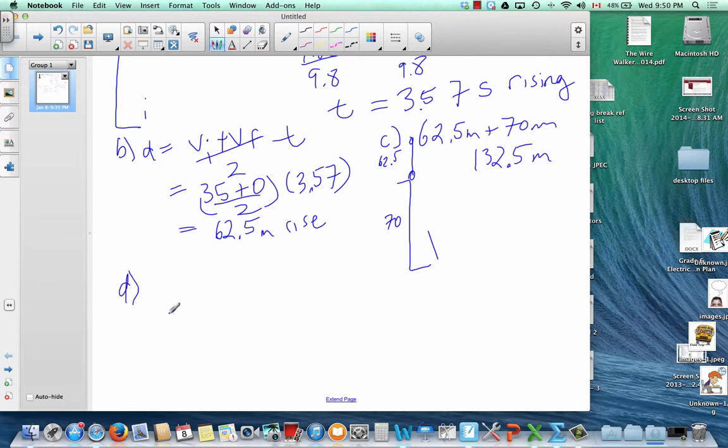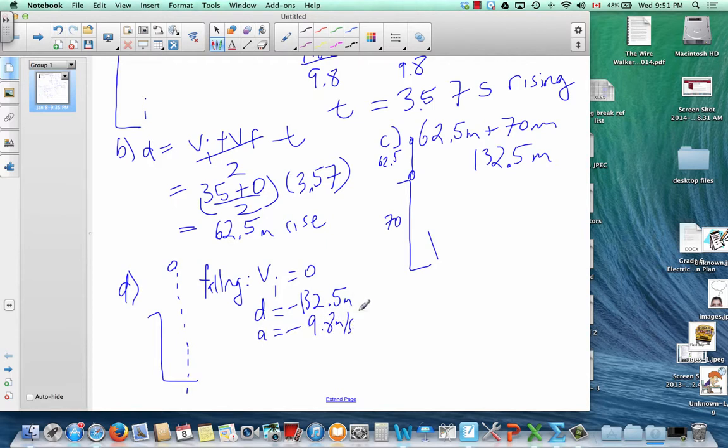Now for the falling motion, here's our cliff again, we're going to start off in a state of rest, because we're starting off at the top. We're going to go downwards 132.5 meters, and our acceleration is downwards 9.8 meters per second squared. So if we want the time, we can use the displacement equation. D is VIT plus half AT squared. The displacement is the downwards 132.5.